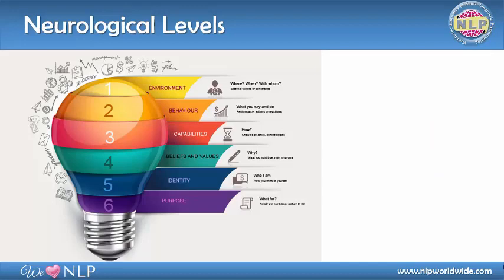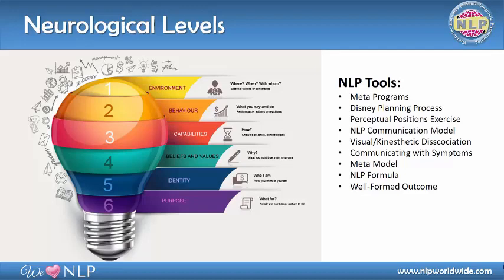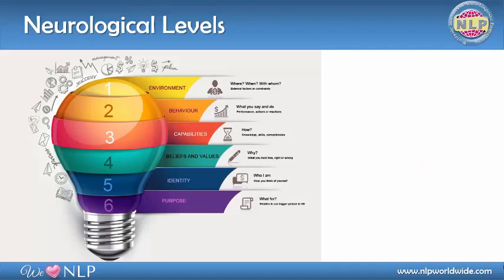Capabilities, again, capabilities are the how we do what we do. And the different tools that we might be utilizing at the level of capabilities include meta programs, which are the filters beyond our filters or our thinking, Disney planning process, the perceptual positions exercise, NLP communication model, visual kinesthetic dissociation process, communicating with symptoms, the meta model, the NLP formula, and well-formed outcome. These are some of the tools that we might utilize at the level of capabilities.